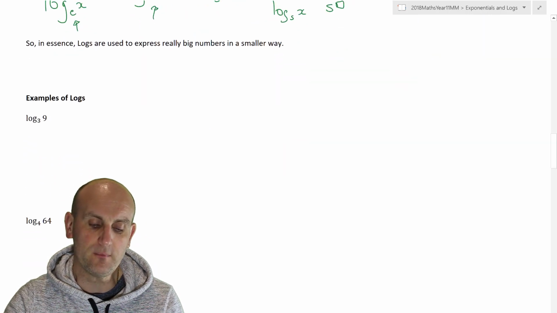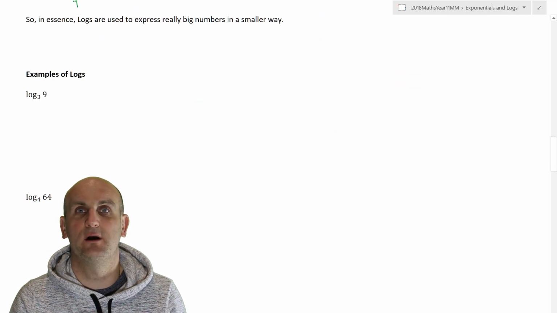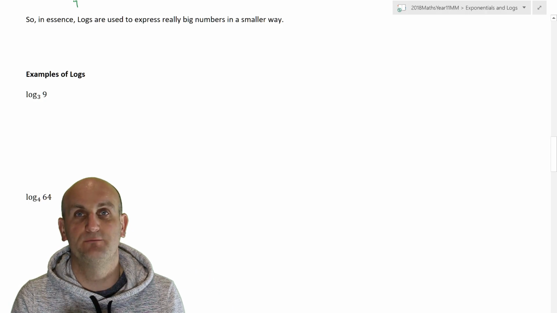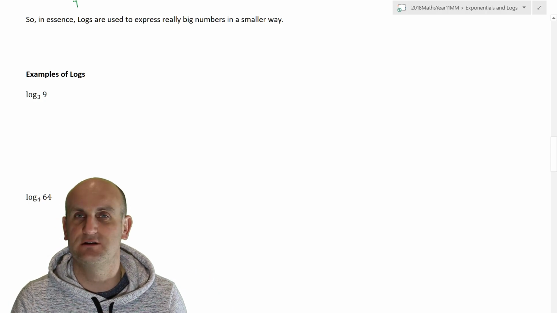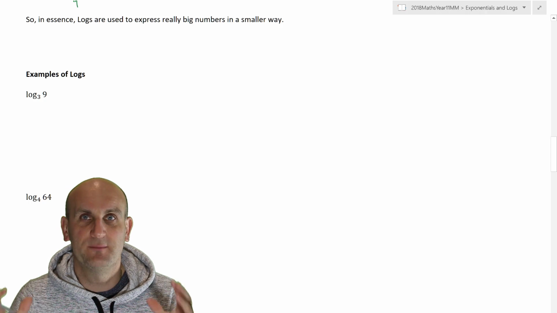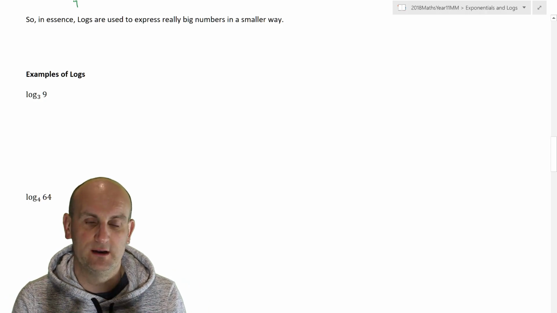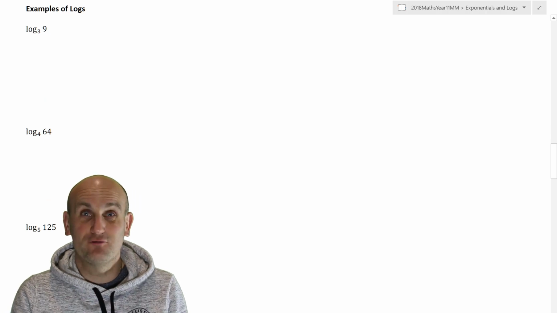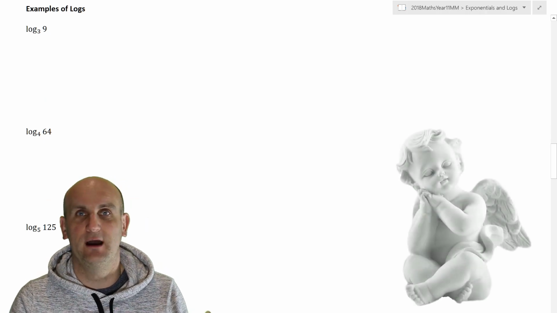So as I say here, the essence is that we are using logs to make really big numbers smaller and more manageable, particularly for graphing. It's used in chemistry, it's used in engineering, it's used in all sorts of things to make big numbers relatively small and easy to handle. So logs are great. Once you know how to read a log, you are just in heaven.